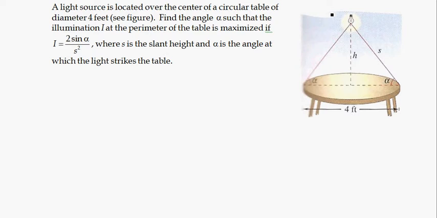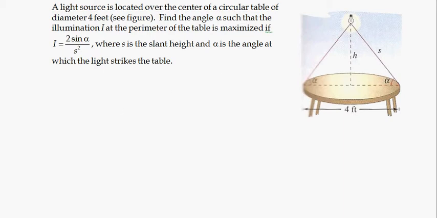A light source appears located over the center of a circular table of diameter 4. We have to find the angle alpha such that the illumination I at the perimeter of the table is maximized, so around the edges. And we're given that illumination is given by 2 sine of alpha over s squared, where s is the slant height and alpha is the angle at which the light strikes the table.